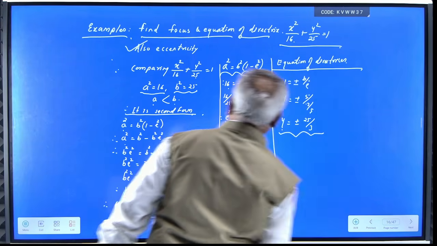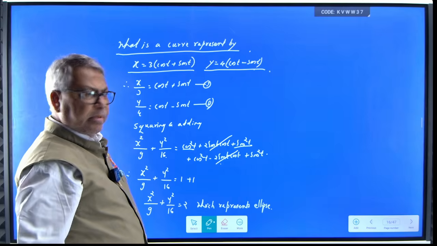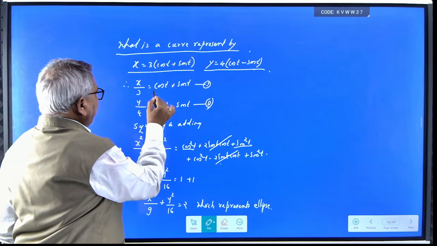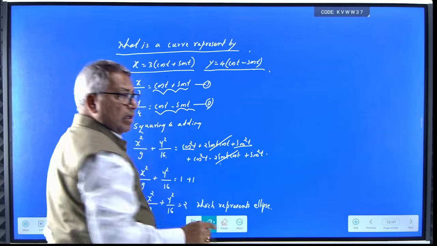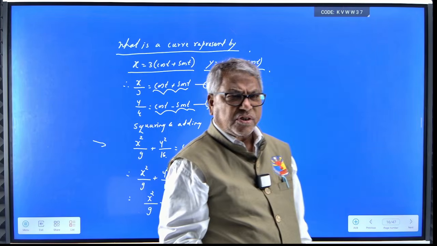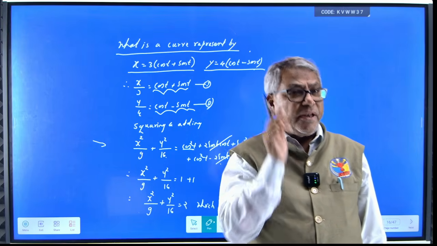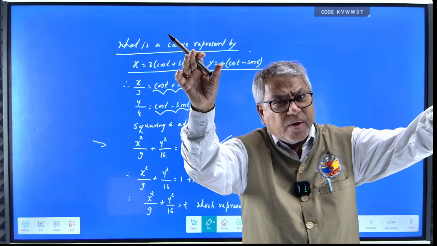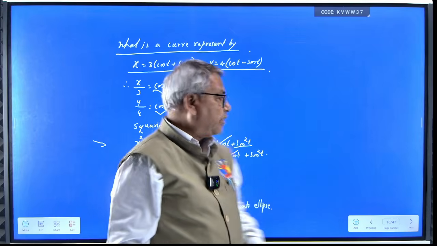Next, what is the curve represented by x equal to this and y equal to this? Some example. Listen. x upon 3 is equal to cos t plus sin t, y upon 4 is equal to cos t minus sin t. Wherever cos t plus sin t and cos t minus sin t are given, if you want to find the locus, eliminate t. How? Just square and add. Only in the case of cos and sin, with plus and minus given.